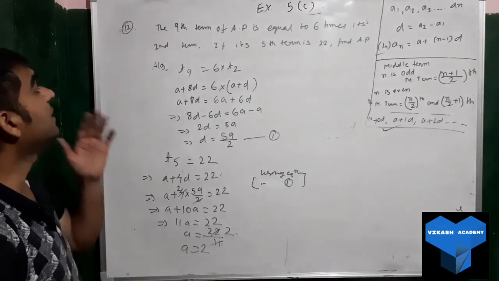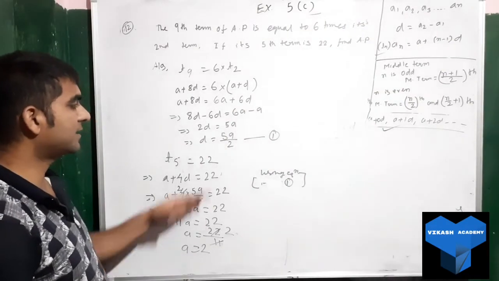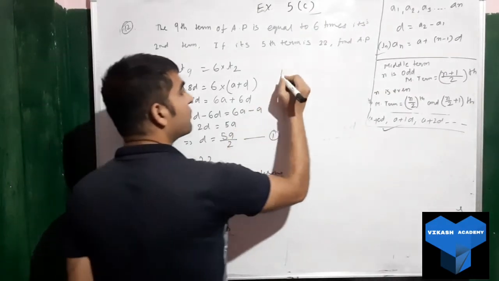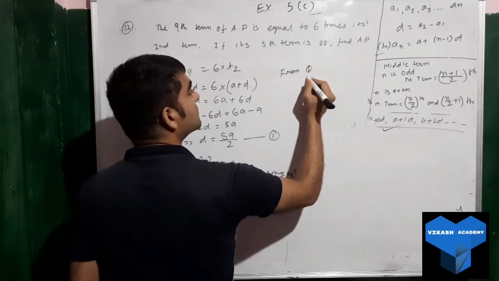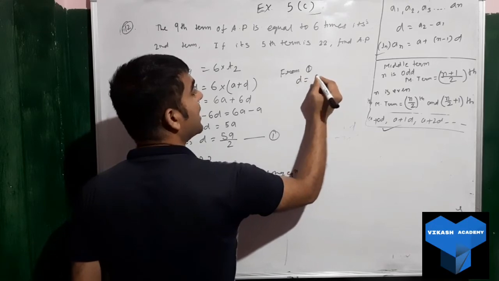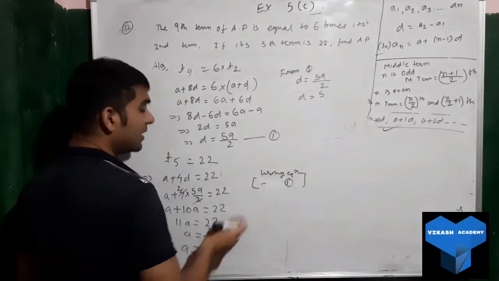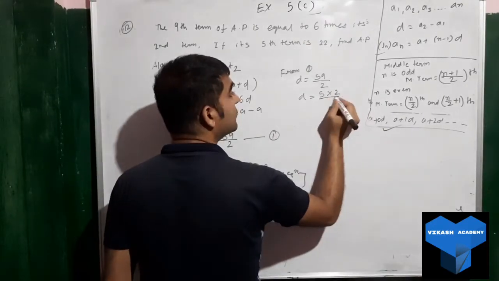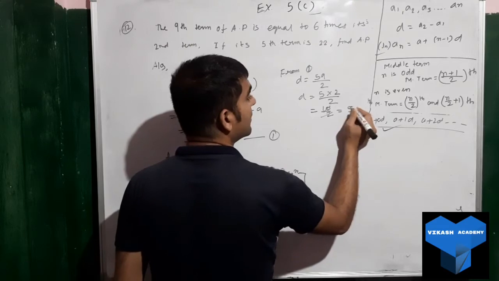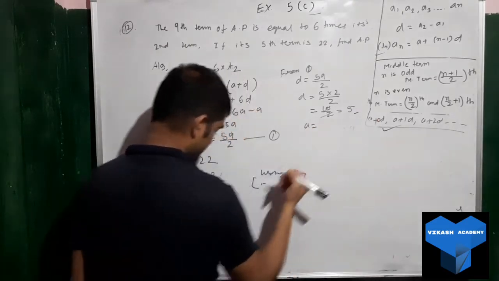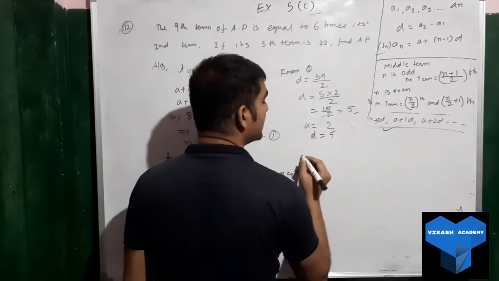Now what do we have to find here? Find the AP. We got A. Let us find D. From equation 1 we can find D easily. D is equal to 5A by 2. Put the value of A here. A we have 2, so 5 times 2 by 2, so we have 10 by 2. 5 twos are 10. We got D as 5. A we got as 2 and D we got as 5. We can easily write the AP.